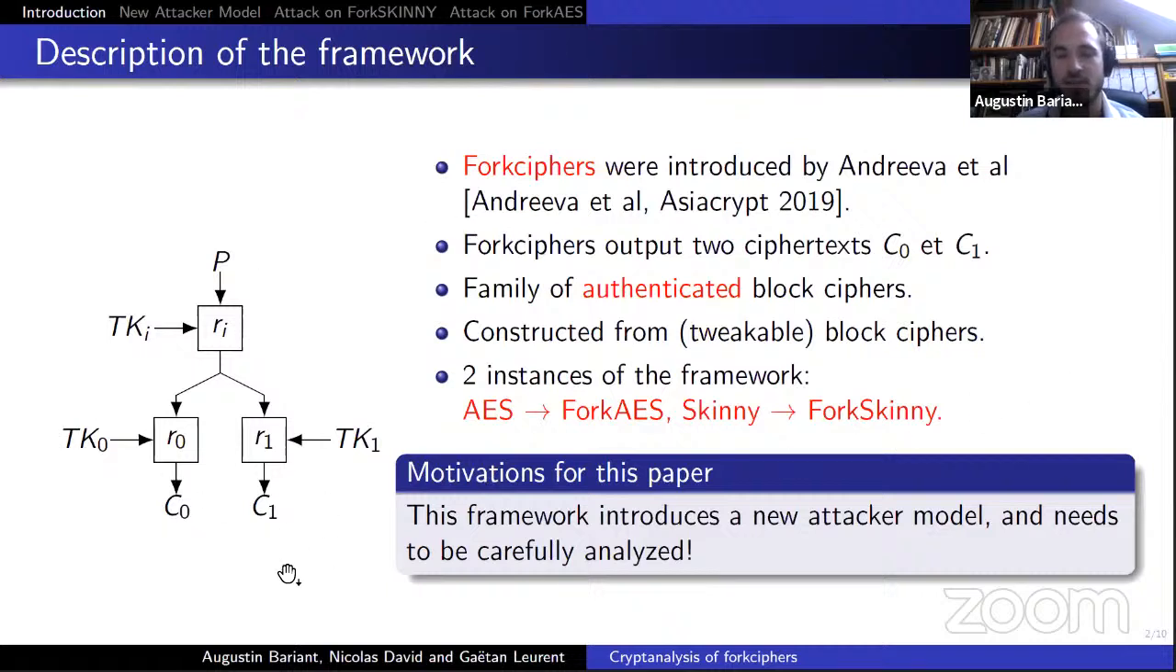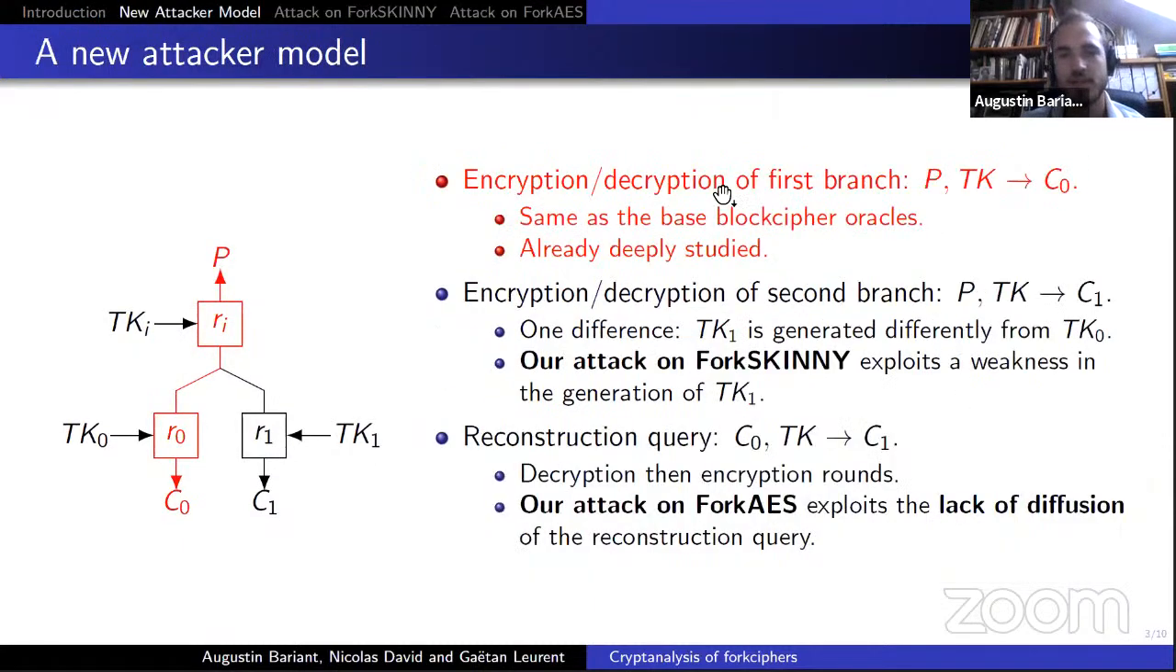Because there are 2 ciphertexts, there is a new attacker model, and we were interested in finding cryptanalytic results on this. So there are new oracles accessible to the attacker. The first one is the encryption and decryption through the first branch, but this is exactly the same oracle as the underlying block cipher, as the key material is exactly the same, and R0 plus Ri is the total number of rounds of the base block cipher.